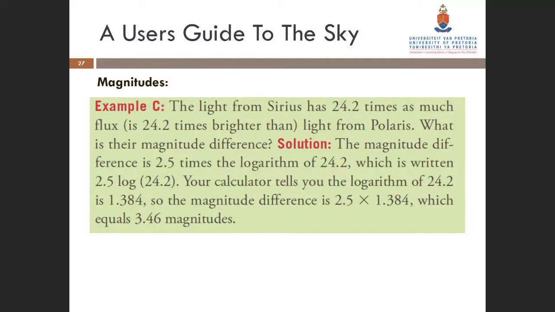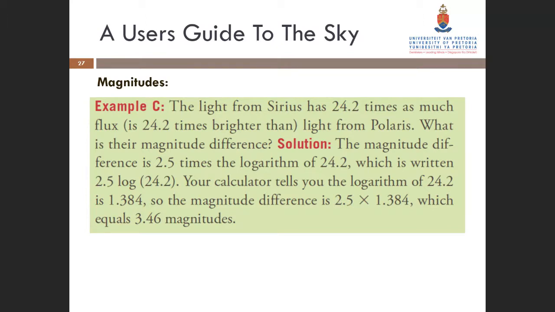Okay, so let's do another example. The light from Sirius has 24.2 times as much flux, so that means 24.2 times brighter than the light from Polaris. What is the magnitude difference? Solution: the magnitude difference is 2.5 times the logarithm of 24.2, written as 2.5 log 24.2. The logarithm of 24.2 is 1.384, so the magnitude difference is 2.5 times that, which equals 3.46.